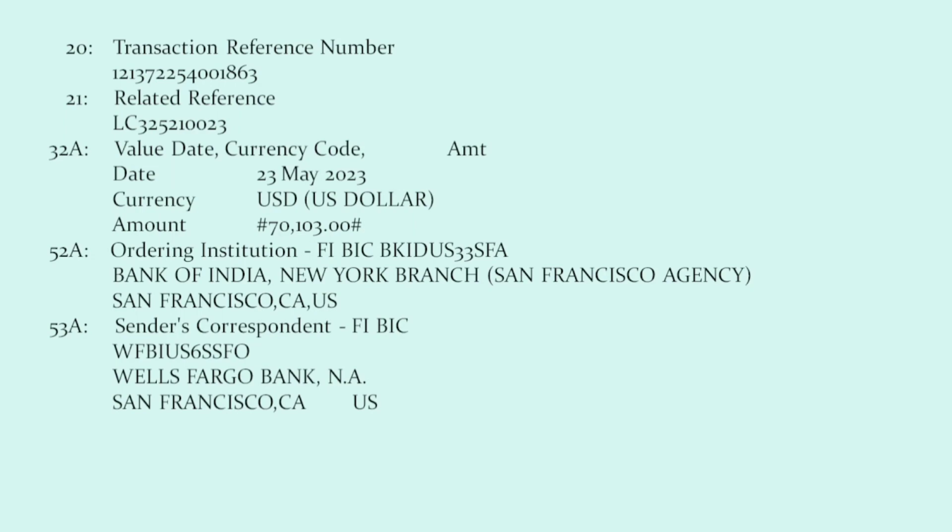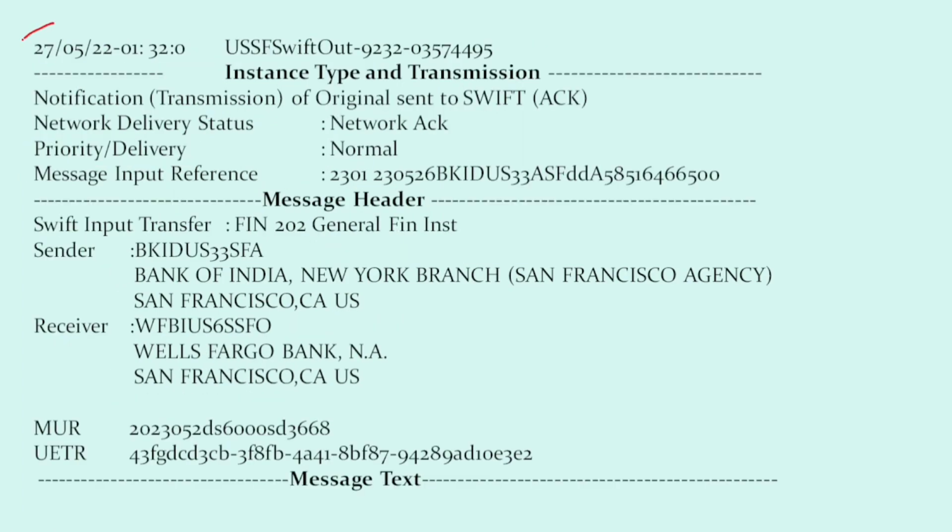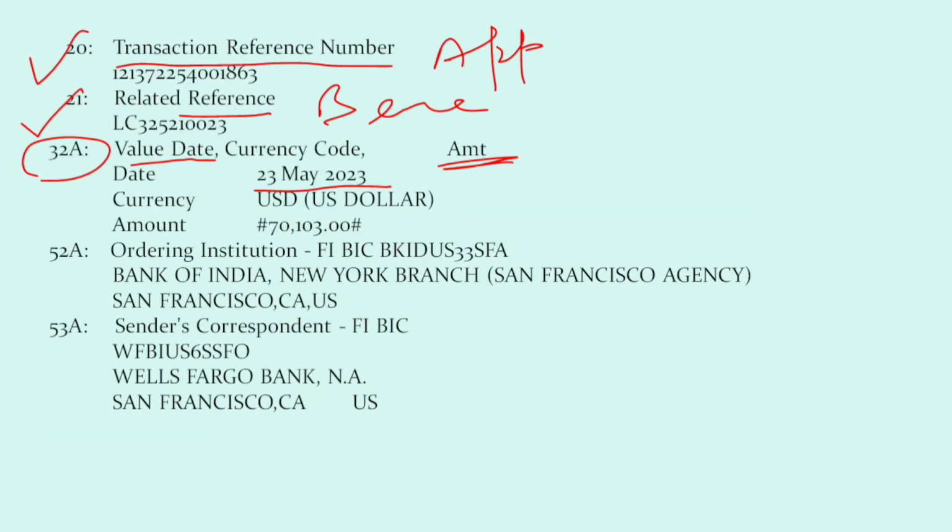Next slide. The next field is 20, which is the transaction reference number of the applicant's bank. After this, the field will be field 21, which is the transaction reference number of the beneficiary's bank. The next field is 32A, where the value date of crediting the funds and the amount will be mentioned. Please remember, this date may be different from the date of transmission, which we have seen at the top of the Swift format.